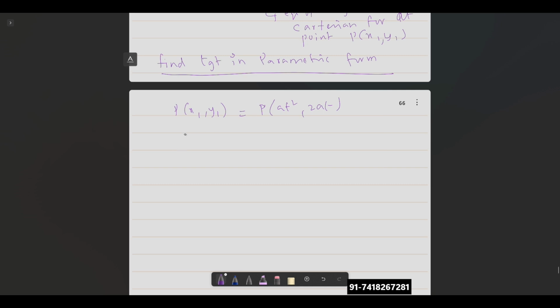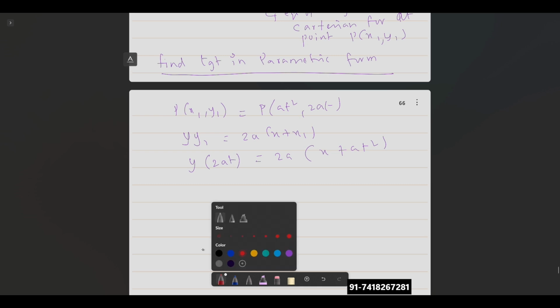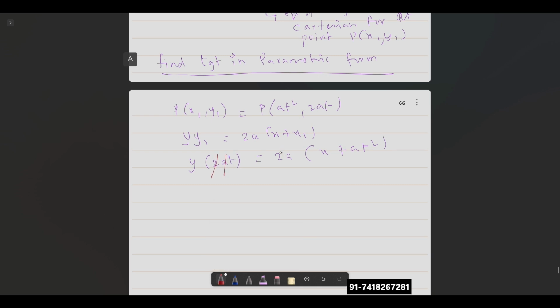If you substitute that, y y1 equal to 2a into x plus x1. This is x1, this is y1. So y into 2at equal to 2a into x plus at square. So if you see that, you have 2 common, a common. Then your equation becomes yt is equal to x plus at square. So this is your equation of tangent in parametric form.